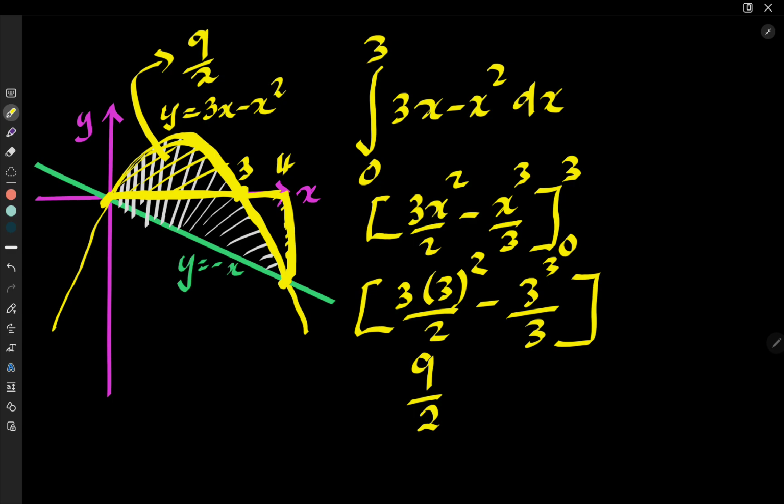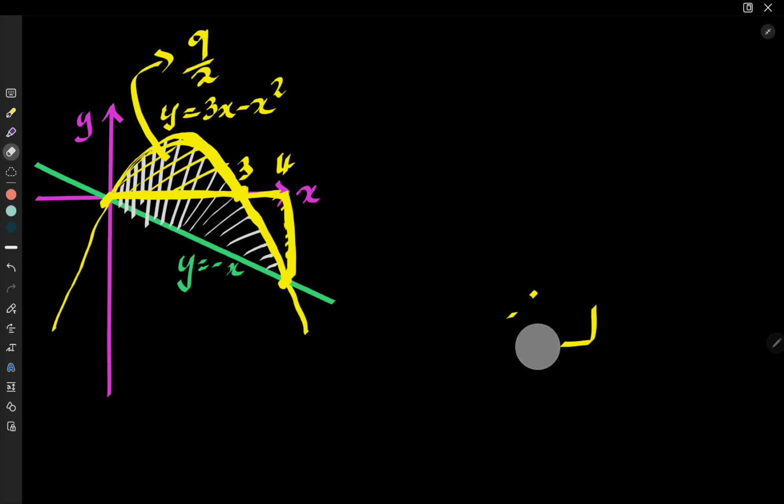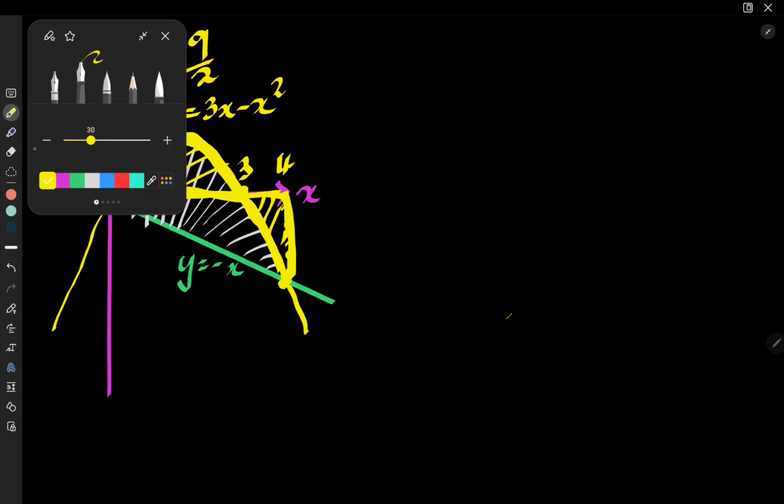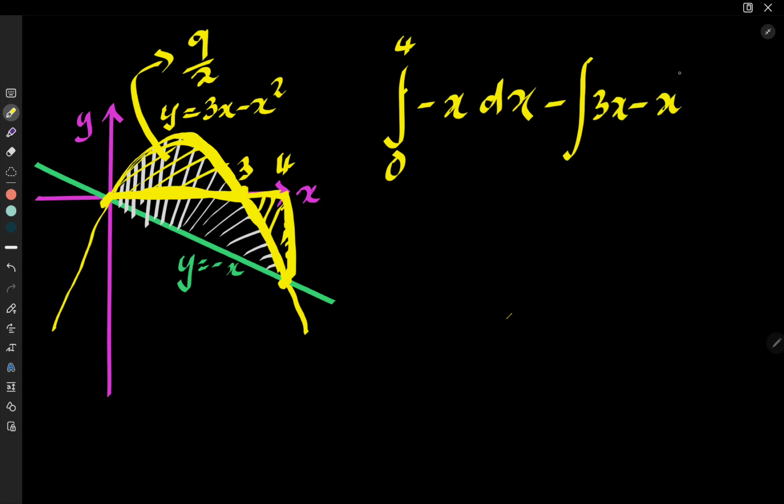After that, we want to find the area underneath. That will be the area bound by the green graph minus the yellow graph. Then we get this part, and we add that to 9 over 2. To do that, we find the integral of negative x dx with the limits 0 to 4, minus the integral of 3x minus x squared dx, also with limits. Here we want to find this part only, so the limits are 3 to 4.